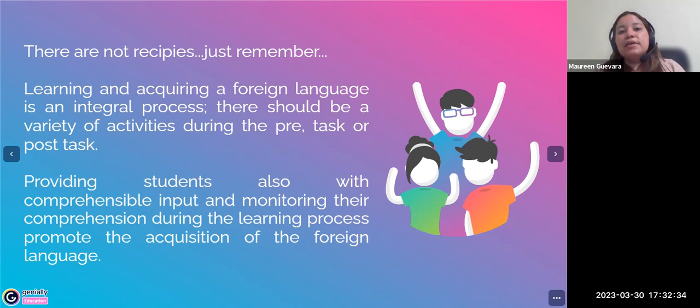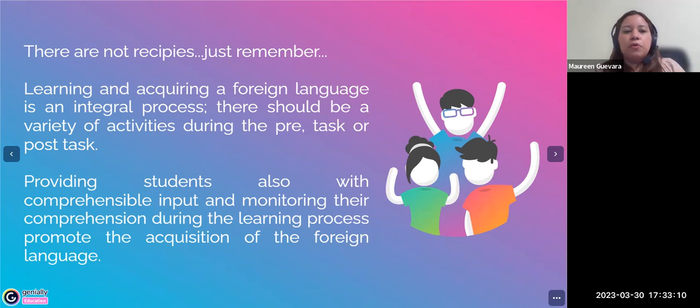Also for the task, always remember that it's during this specific moment, students are going to show us, they are going to use the language that they are supposed to use based on the session. And during the post task, we can have a variety of activities too. It can be a game, it can be more like completing some spaces, or having a keyword and asking a question. You can be very creative on that.